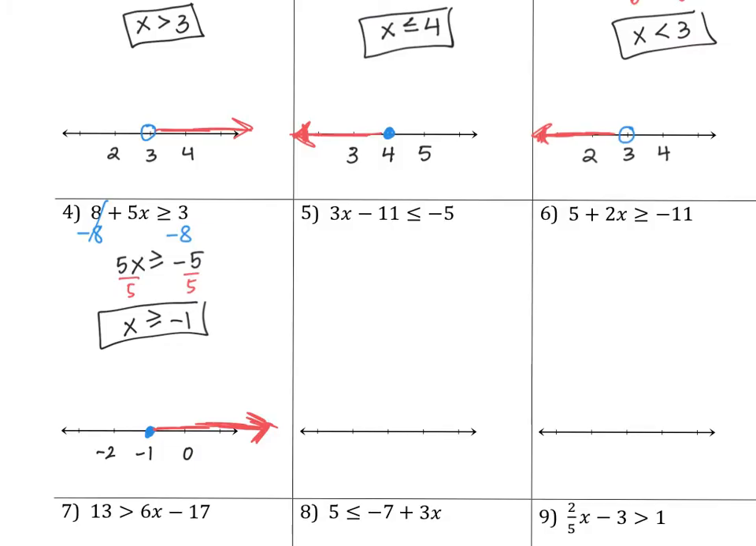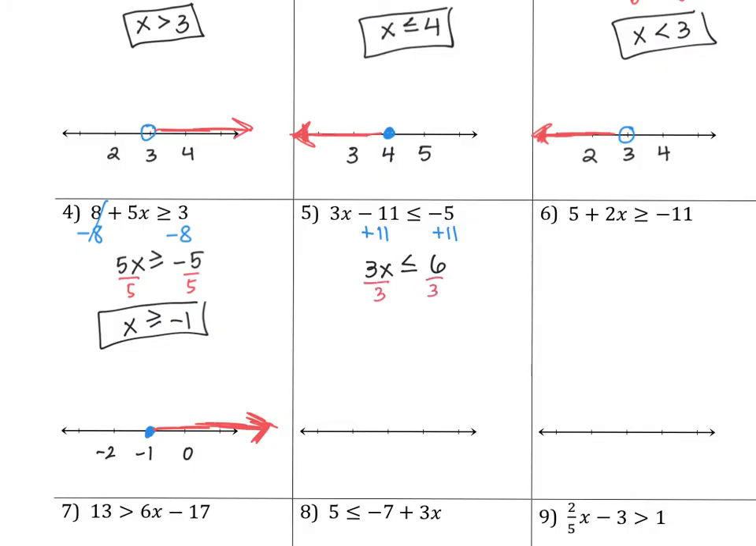Okay, let me go to 5. 3x minus 11 is less than or equal to negative 5. Okay, since the x is by itself, I'm going to cancel the minus 11, so I'll add 11. Bring down the 3x, bring down the inequality. Okay, negative 5 plus 11 is going to be positive. 11 minus 5 is 6.